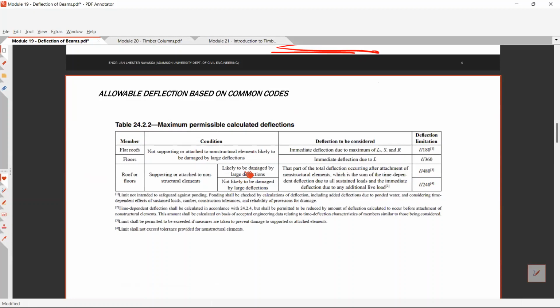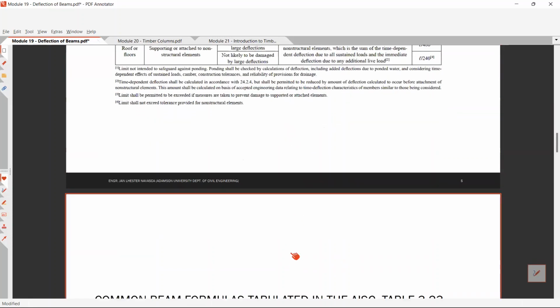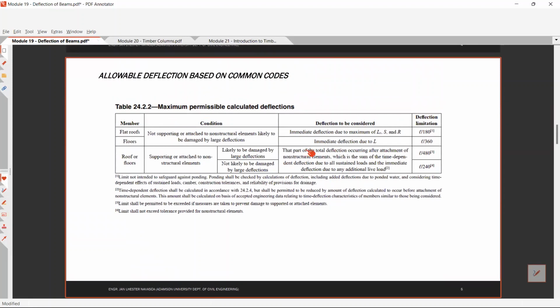Okay, yung condition na to, either not supporting or attached to a non-structural element that are likely to be damaged by large deflections. And yung isa, supporting or attached to non-structural elements, likely to be damaged by large deflections and not likely to be damaged by large deflections. Okay? Yun yung mga permissible calculated deflections. And I think napakita ko na rin to doon sa steel design natin.